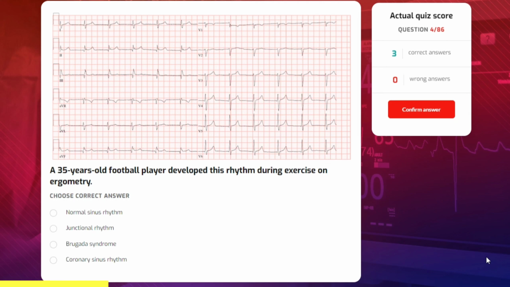Now here is our fourth case. A 35 years old football player developed this rhythm during exercise on ergometry. We have given 4 options here. First is normal sinus rhythm, second is junctional rhythm, third is Brugada syndrome, and the last is coronary sinus rhythm.